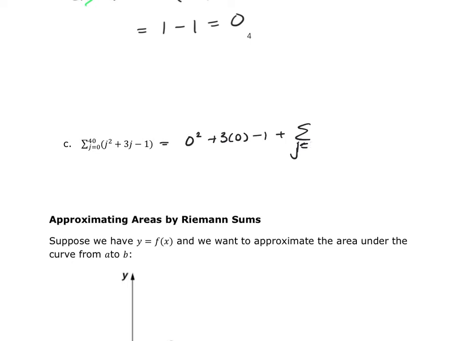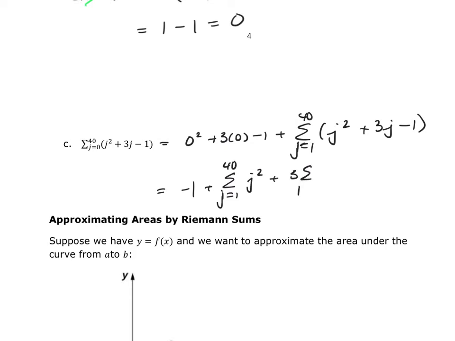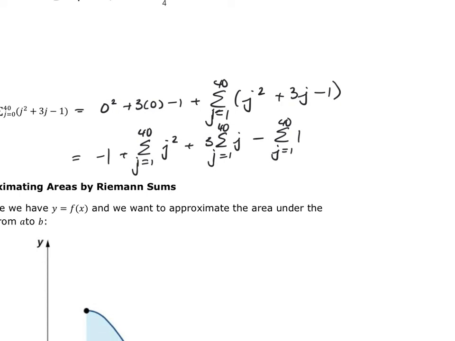So now I can start out with the summation of j equals 1 to 40 of j squared plus 3j minus 1, which gives me negative 1 plus the summation of j equals 1 to 40 of j squared, plus 3 times the summation of j equals 1 to 40 of j, and then minus the summation of j equals 1 to 40 of 1. So once again, this is going to be equal to negative 1.